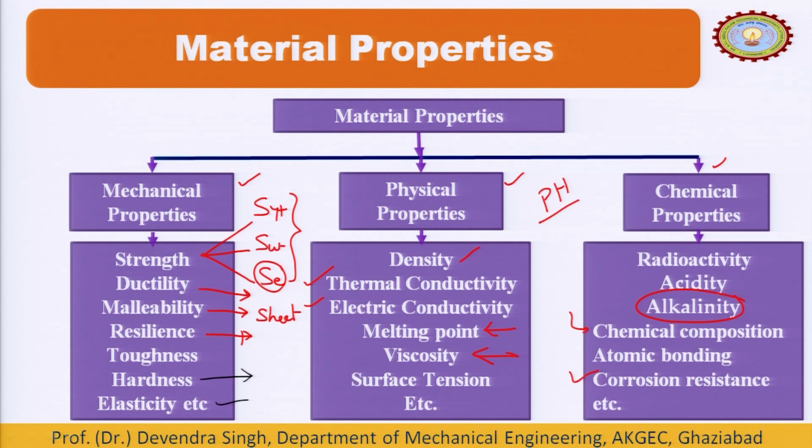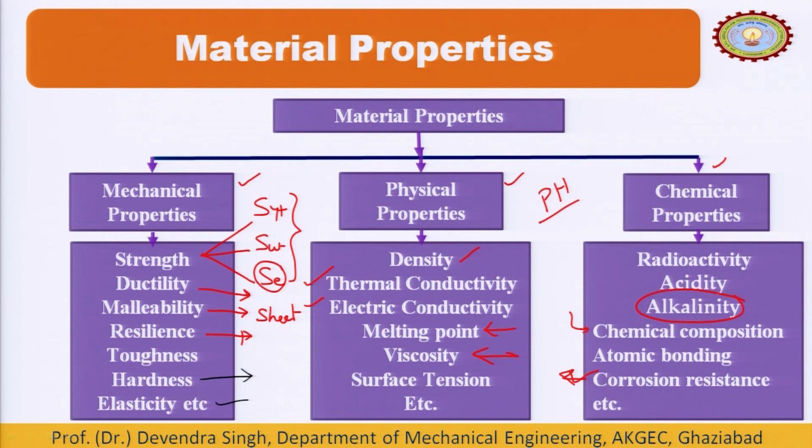And the chemical composition and atomic bonding and corrosion resistance. Corrosion resistance we have discussed earlier with the example of the impeller of a centrifugal pump in the sugar industry, to pump the sugarcane juice. So these are the chemical properties, these are the physical properties, a few properties I have discussed here, and the mechanical properties I have discussed.